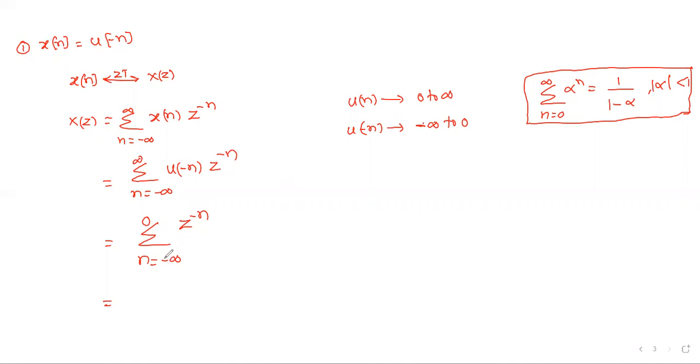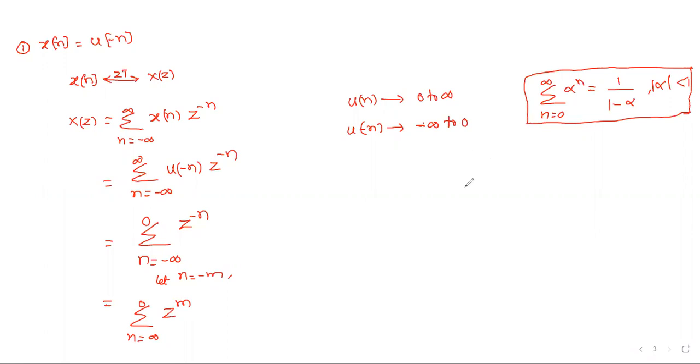But here the limits are from minus infinity to 0, right? So what I will do here, let n is equal to minus m. So now what will happen? This will become m equal to infinity to 0. Summation m equal to infinity to 0 z power m.